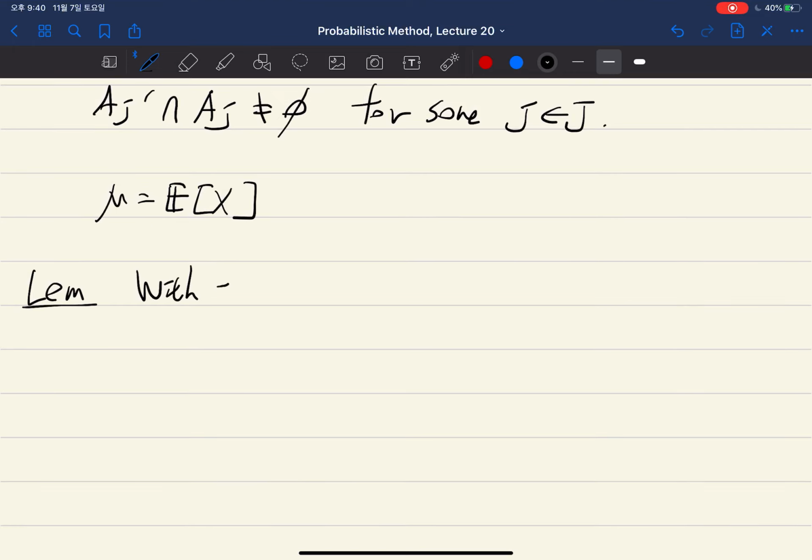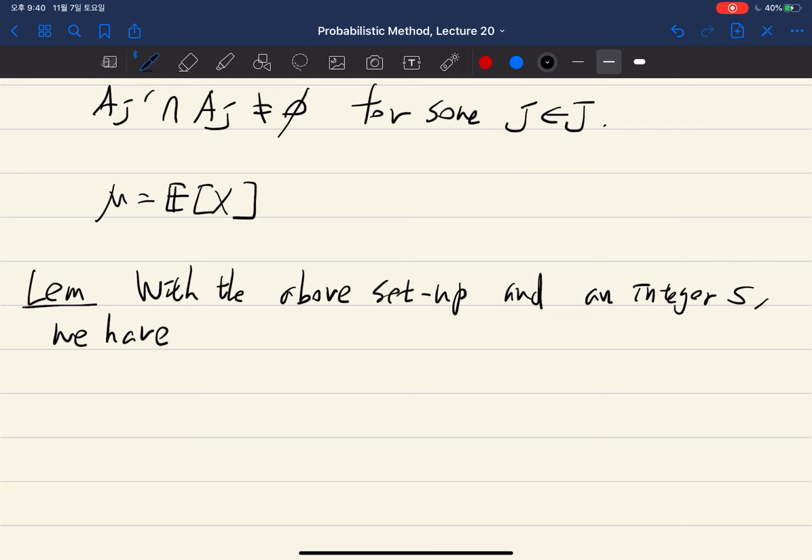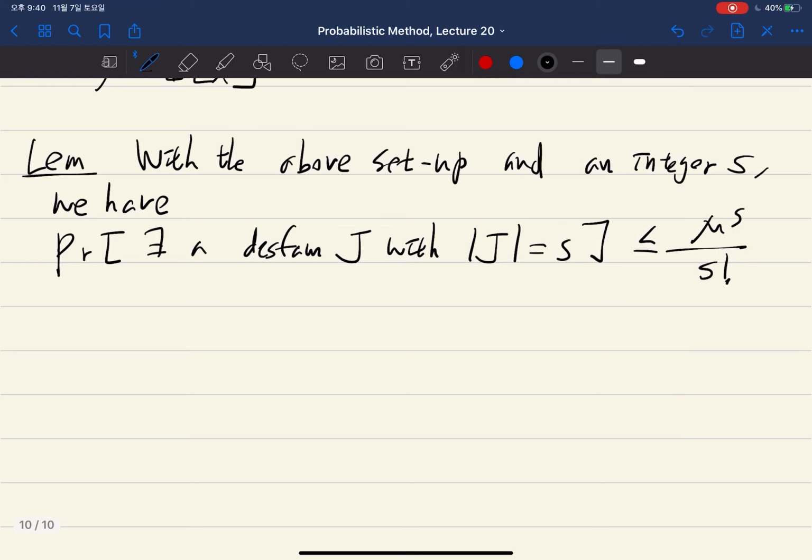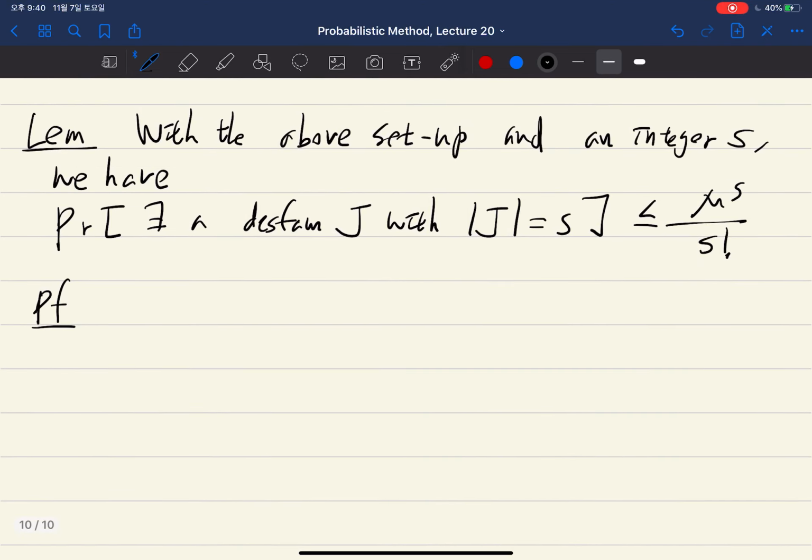So, with the above setup and an integer s, we have that the probability that there exists a disfam J of size s is at most mu to the s over s factorial. So we want to prove this. This is not difficult. So we consider all possible disjoint families.